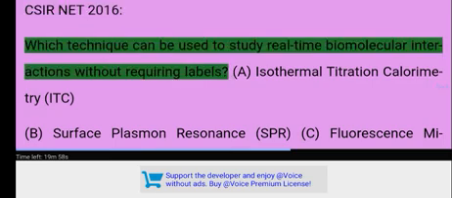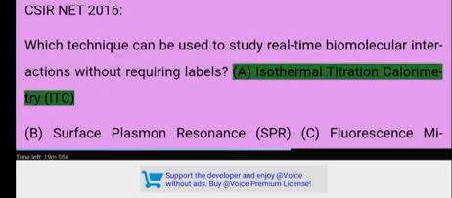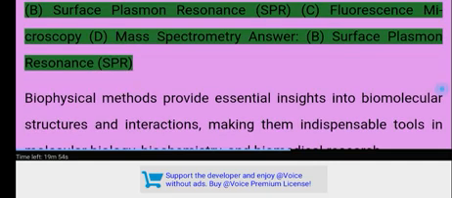CSIR-NET 2016. Which technique can be used to study real-time biomolecular interactions without requiring labels? A. Isothermal titration calorimetry, ITC. B. Surface plasmon resonance, SPR. C. Fluorescence microscopy. D. Mass spectrometry. Answer: B. Surface plasmon resonance, SPR.